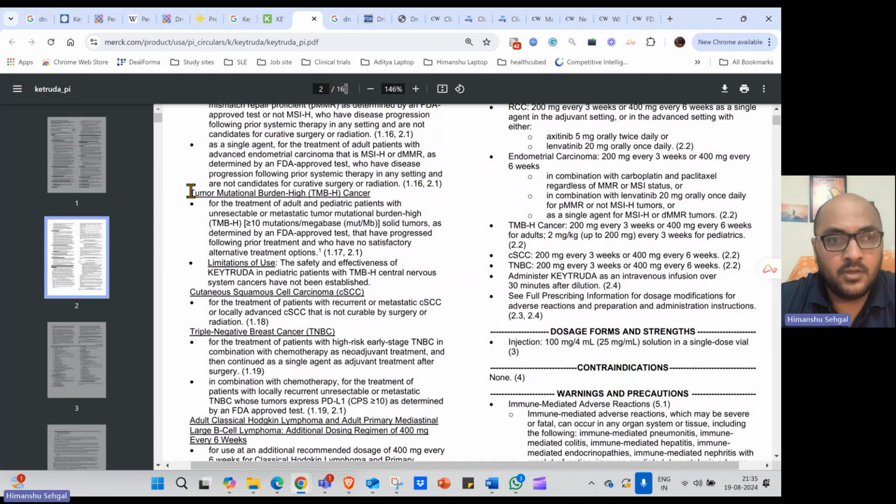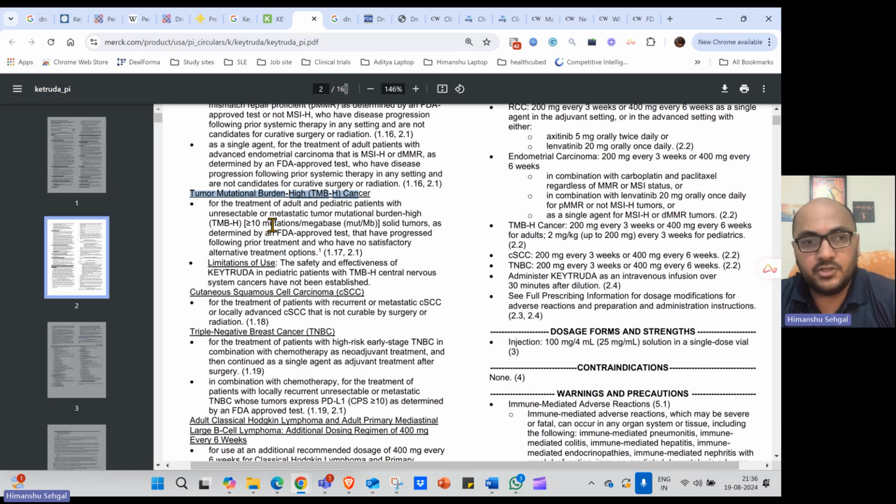So for example, TMB high cancers. So these are basically all sort of cancers which have TMB high. The mutation number is more than or equal to 10 mutations per megabase. Please read about this. What is mutation per megabase? This is again, if you're working on oncology, one very important aspect. I'll try to cover it when I cover line of therapies.